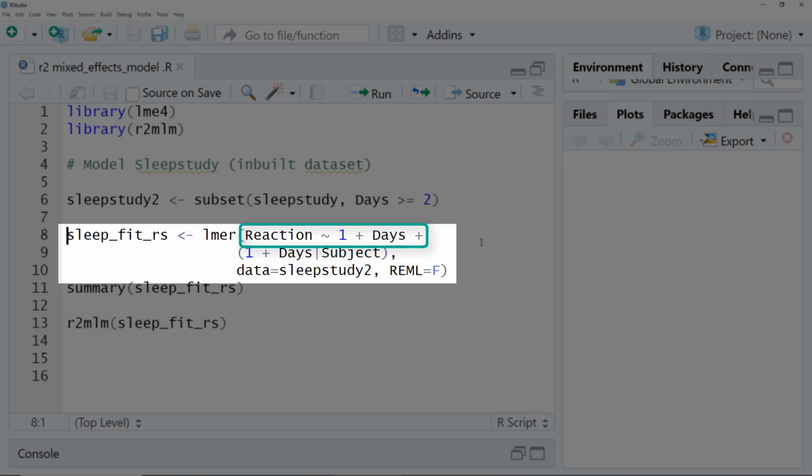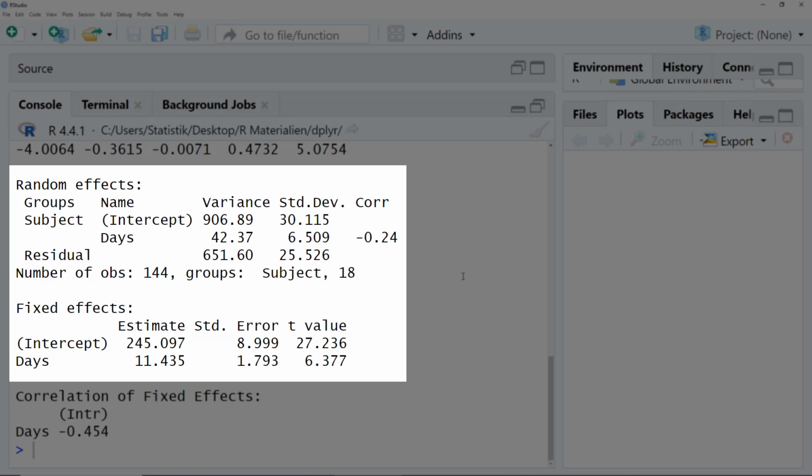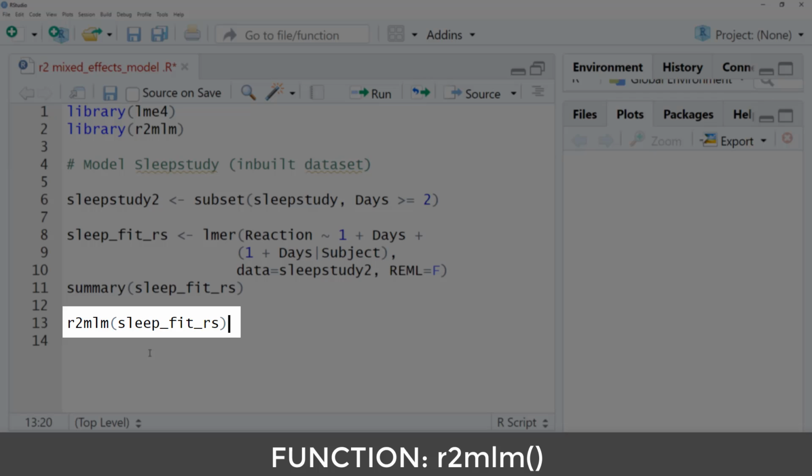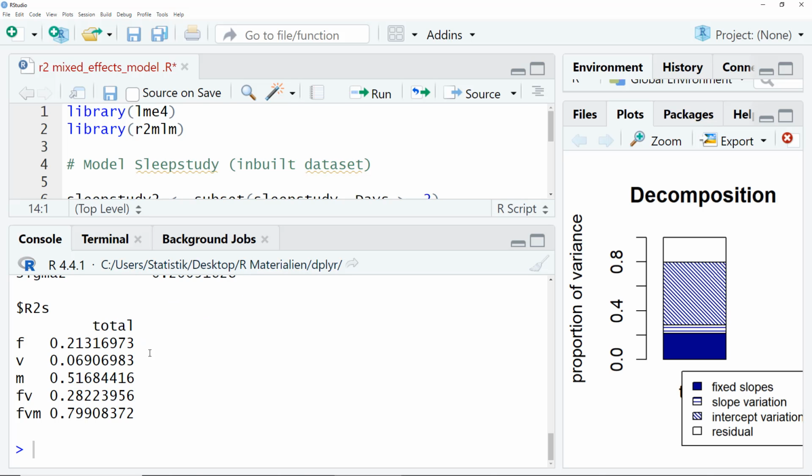LMER function, reaction time is predicted by the intercept and days, so we have a fixed slope, and here the random effects, random intercept, and a random slope for days. Here we have our results, the random effects, the fixed effects, but what we don't have is R squared. For that we can use the R2MLM function from the package with the same name, based on the result of the multi-level model. As an output we get a figure and we get numbers.